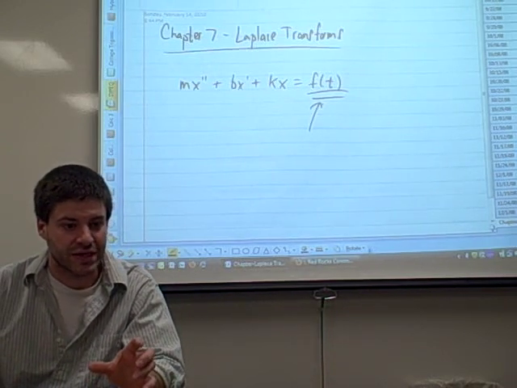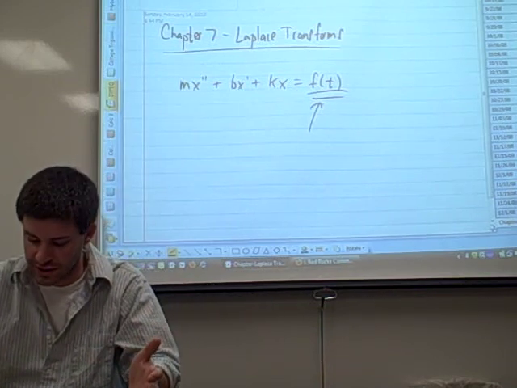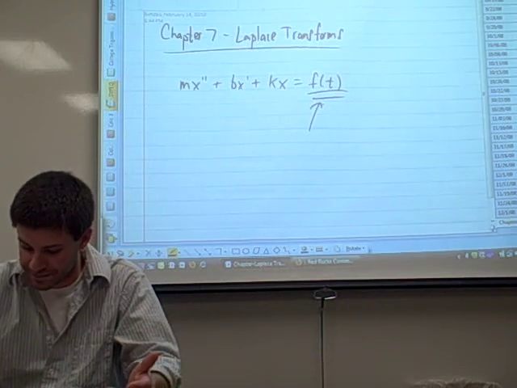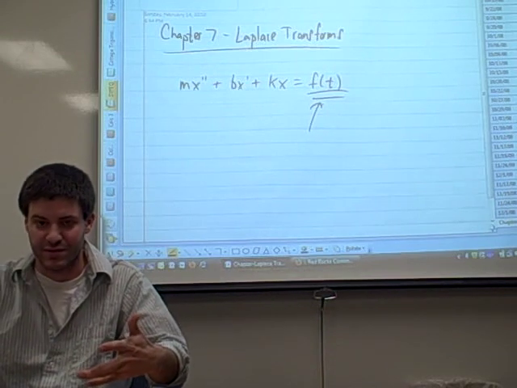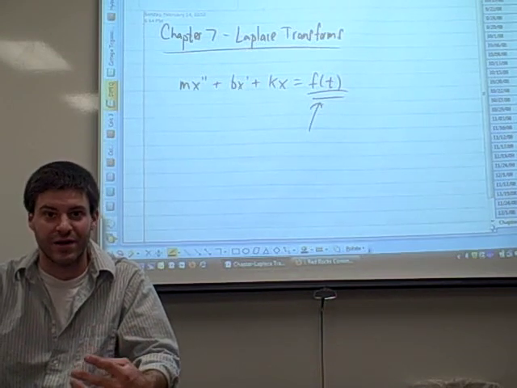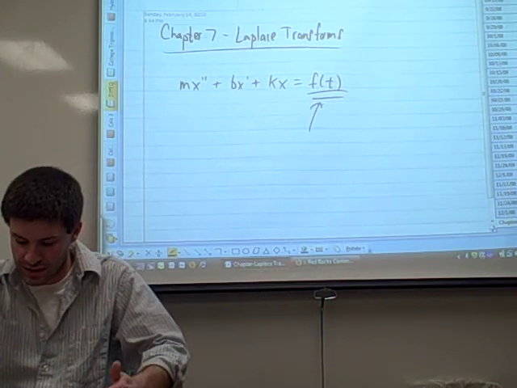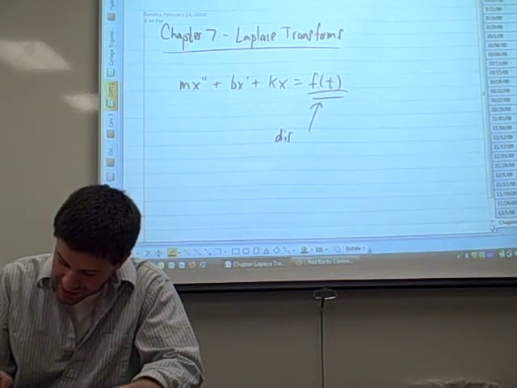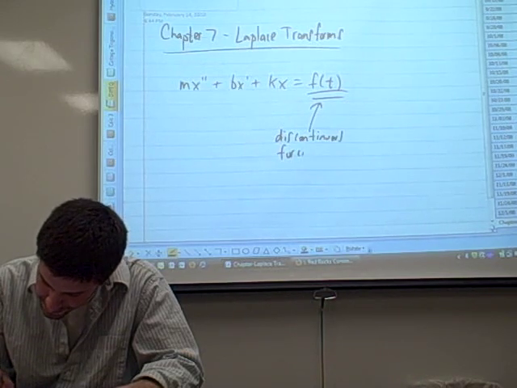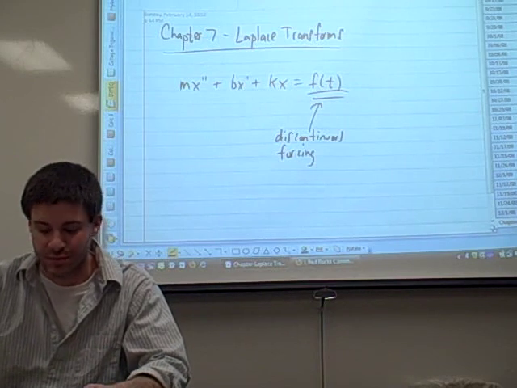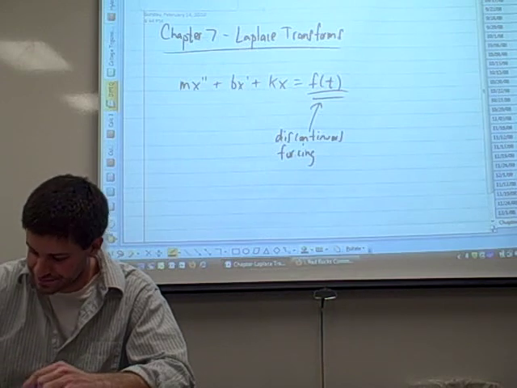For example, if we force this spring for a little while by, say, going over some speed bumps in our car, and then the speed bumps stop. Or, for any reason, we start forcing this mass on a spring or this oscillator for a while, and then it stops. Or we don't force this oscillator for a while, and then after 10 seconds, we start to force it. That would be the case where we have discontinuous forcing. And eventually, Laplace transforms are going to allow us to solve these equations with a discontinuous forcing.